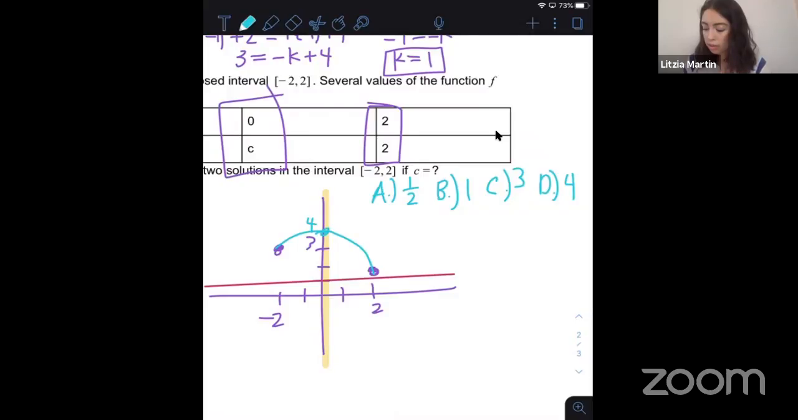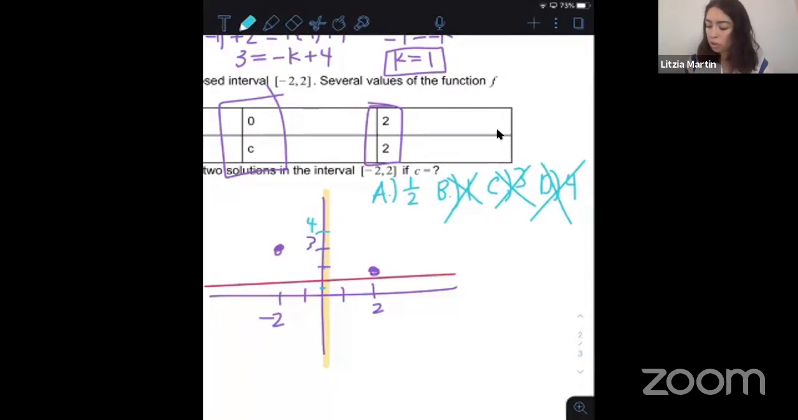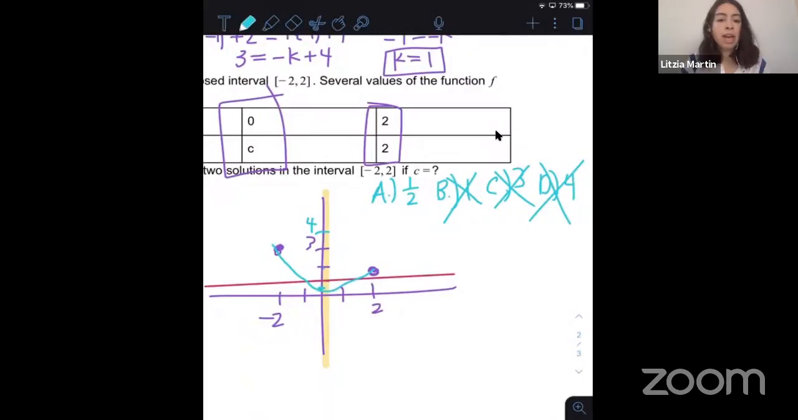Does 3 work? No. Would 1 work? It goes through the line, technically it intersects it, but only once, so that would not work. So it would have to be 1/2, because if it's 1/2, then we see that it crosses through twice. So the correct answer is 1/2. And what theorem are we technically using here?